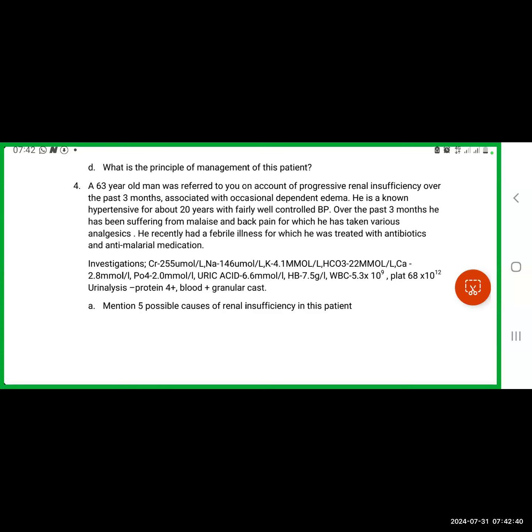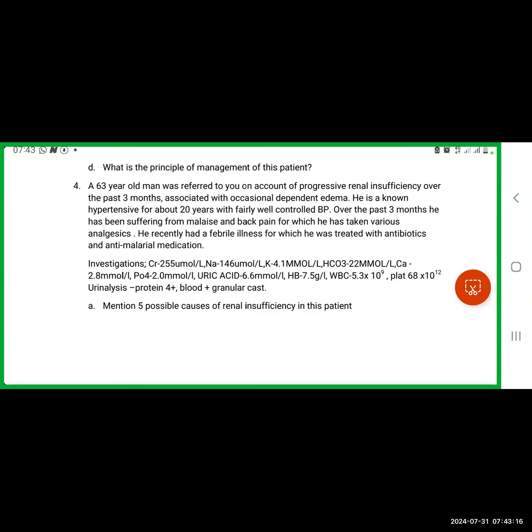Okay, so I'm going to read the question. A 63-year-old man was referred to you on account of progressive renal insufficiency over the past 3 months, associated with occasional dependent edema. He is a known hypertensive for about 20 years with fairly well-controlled blood pressure. Over the past 3 months, he has been suffering from malaise and back pain, for which he has taken various analgesics. He recently had a febrile illness for which he was treated with antibiotics and anti-malaria medications.